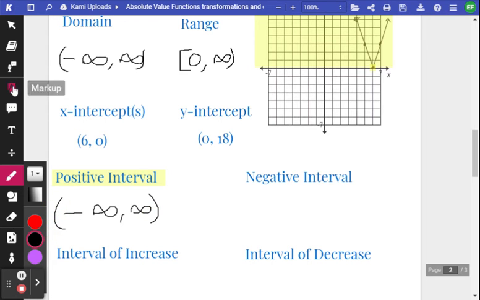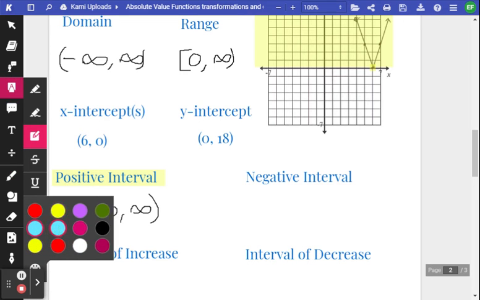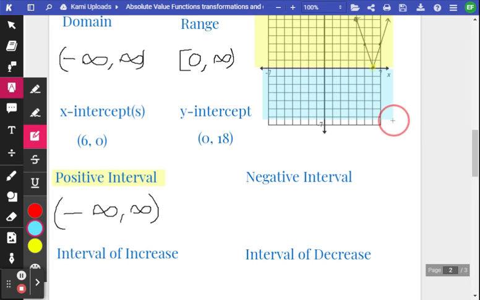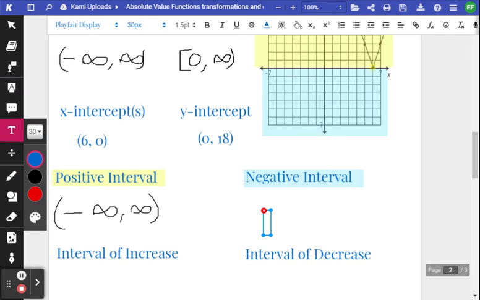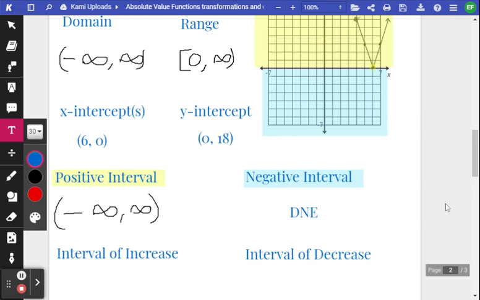In that case, negative interval, now we're talking below the x-axis. So below the x-axis is anything down here, of which our function doesn't fall there, not at all. So our negative interval here would actually not exist. So I put DNE, does not exist. You could have also put NA, not applicable, anything to that effect, just don't leave it blank.